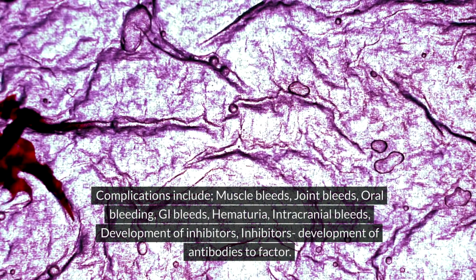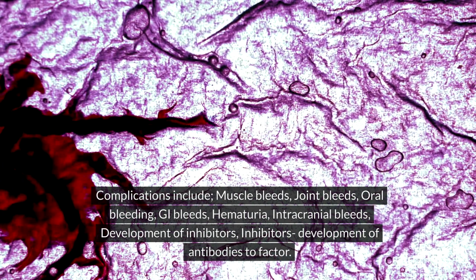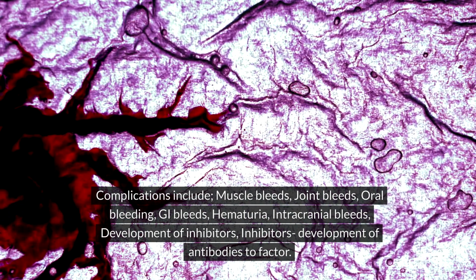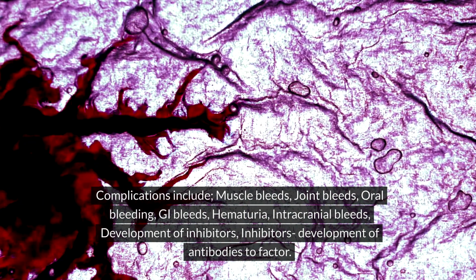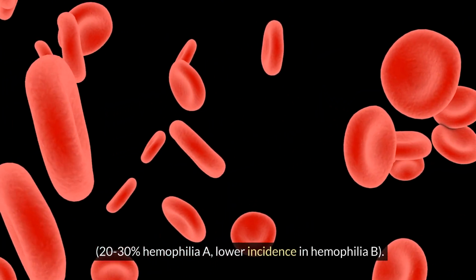Complications include muscle bleeds, joint bleeds, oral bleeding, GI bleeds, hematuria, intracranial bleeds, and development of inhibitors, antibodies to factor, in 20-30% of hemophilia A, with a lower incidence in hemophilia B.